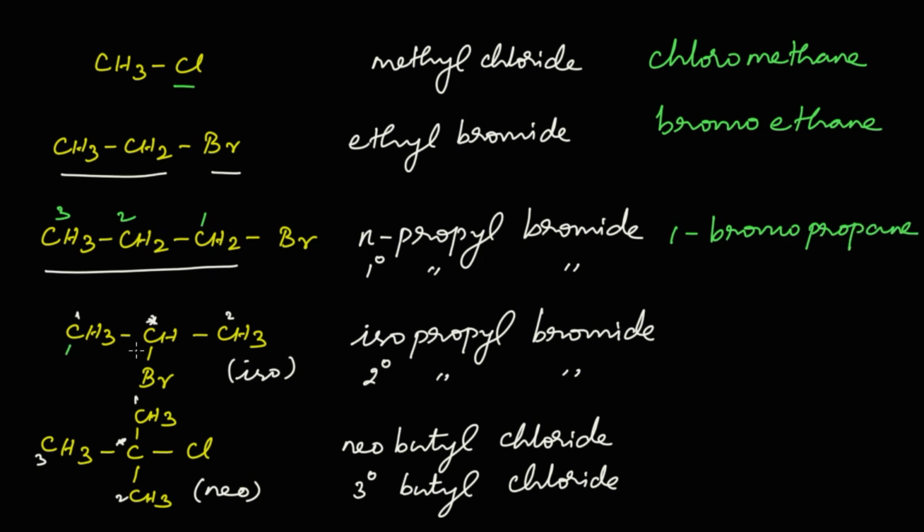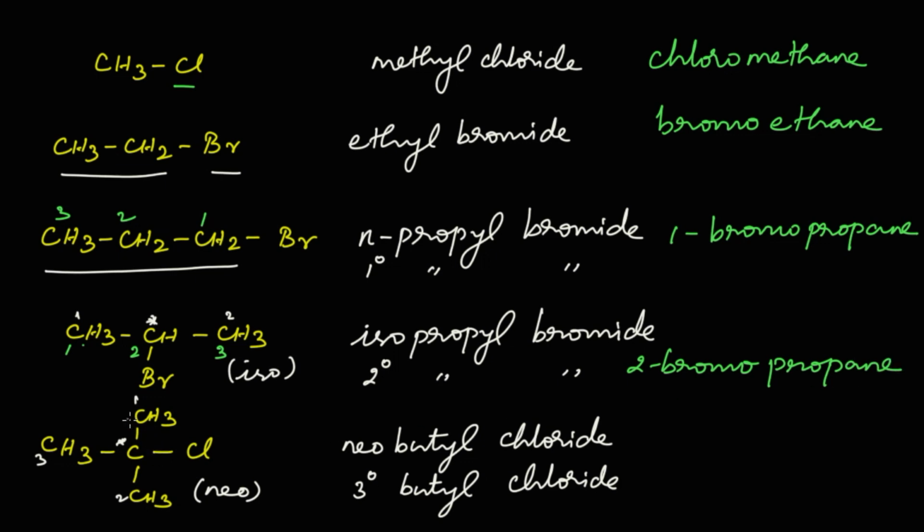Let's come to the fourth structure. This is the first carbon, second carbon, third carbon. To the second carbon, bromine is attached, so 2-bromo. How many carbons are present in the straight chain? 1, 2, 3. Is there any functional group apart from the single bond? No. So it is known as propane. 2-bromopropane.